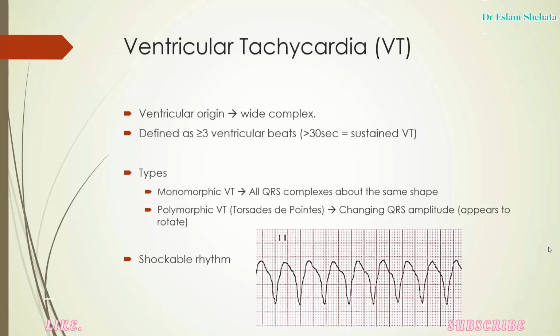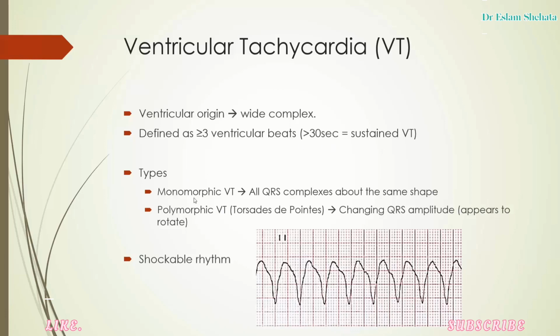So, the ECG features you need to be aware of with ventricular tachycardia. It's a wide complex tachycardia, and this should make sense to you. It's ventricular in origin, and so the electrical activity spreads muscle fiber to muscle fiber. It doesn't go along the usual conducting pathways, and so it's a wide complex tachycardia. By definition, it requires at least 3 ventricular beats in a row, and if it lasts more than 30 seconds, then we call it sustained VT. Anything less than that is non-sustained VT.